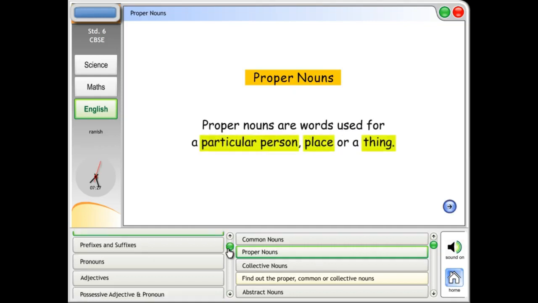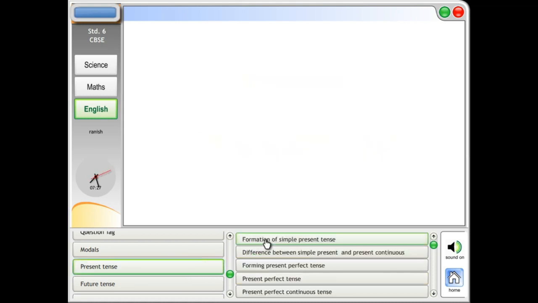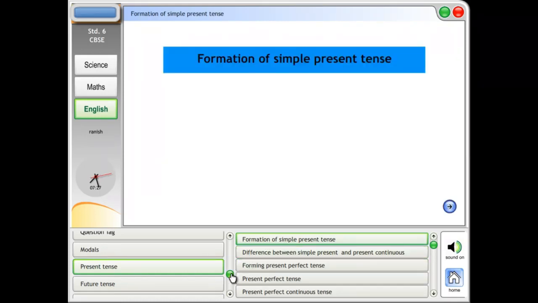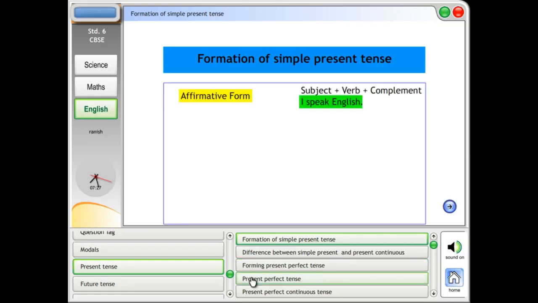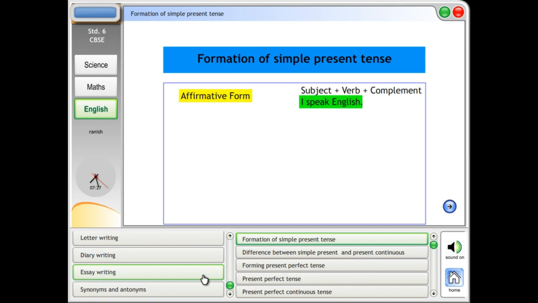Proper nouns. Proper nouns are words used for a particular person, place or thing. Formation of simple present tense. Affirmative form: subject plus verb plus complement. I speak English.